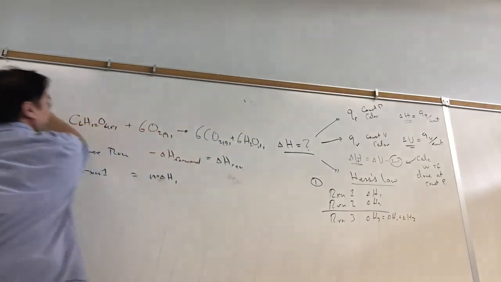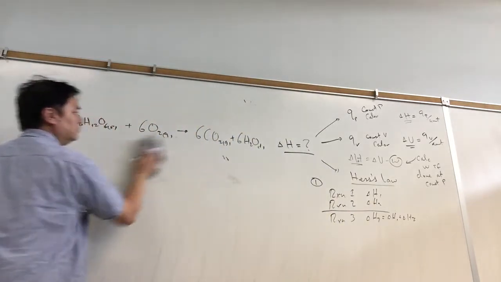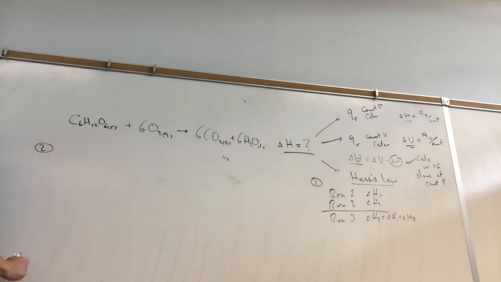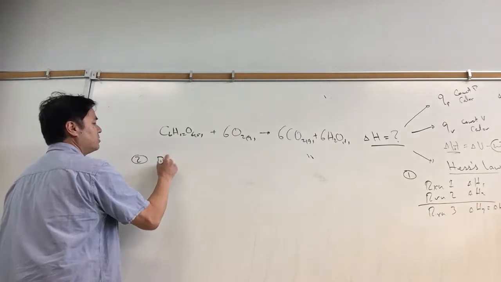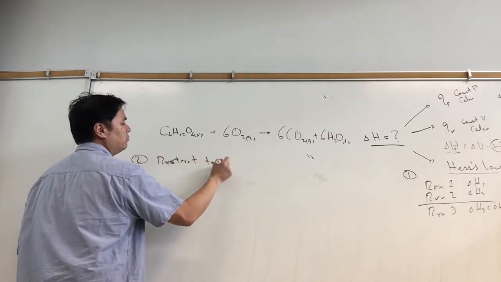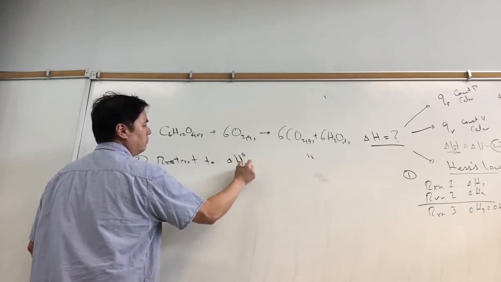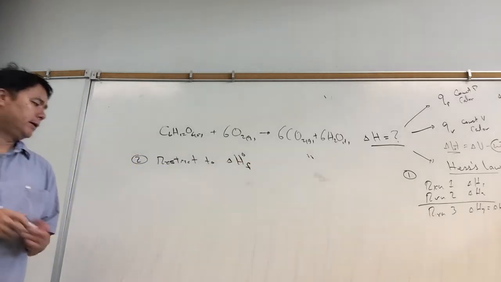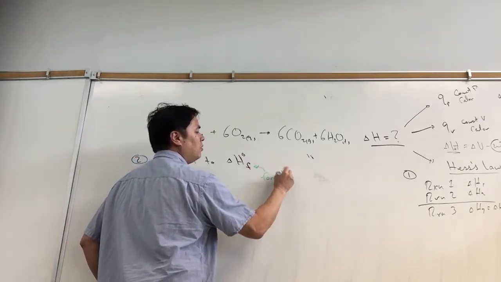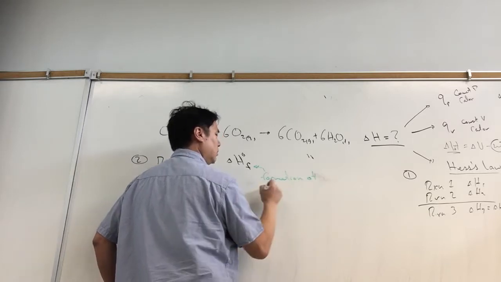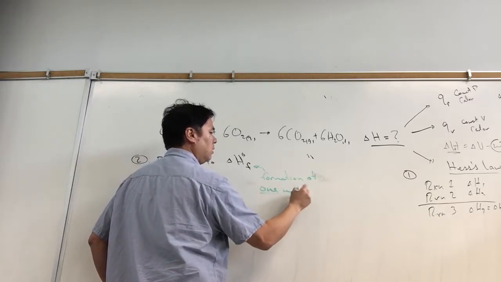Hess's law 2 is we add up the equations, but we only add up a specific type of equation. In Hess's law 2, if we restrict ourselves to what are called formation reactions, then it's so easy. Restrict to formations. Okay, well, what does this little f mean? This f means formation of 1 mole of substance.